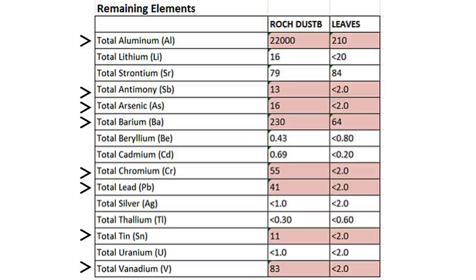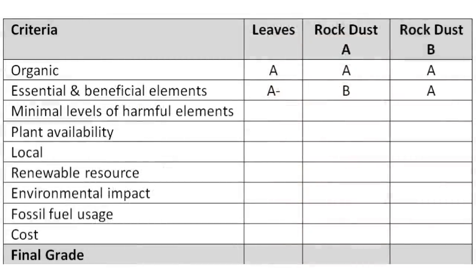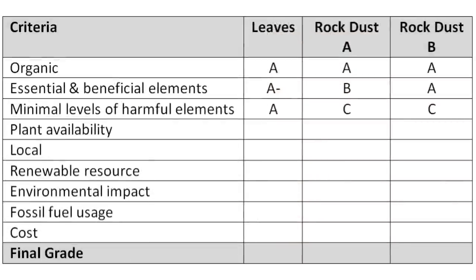Again, many of these are quite toxic. Though the levels here may not be high enough to be concerned about, they're also definitely not a strong selling point, so I much prefer the leaves. Returning to the report card, I'll give leaves an A for minimal levels of toxic elements. Rock dust gets a C.